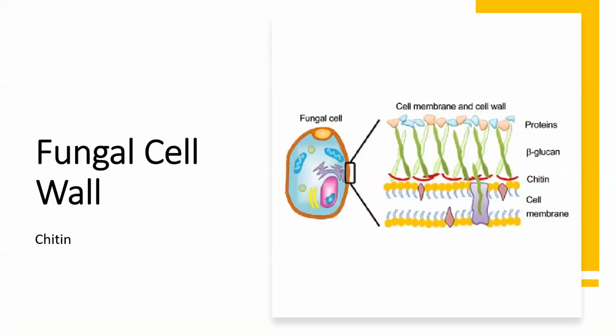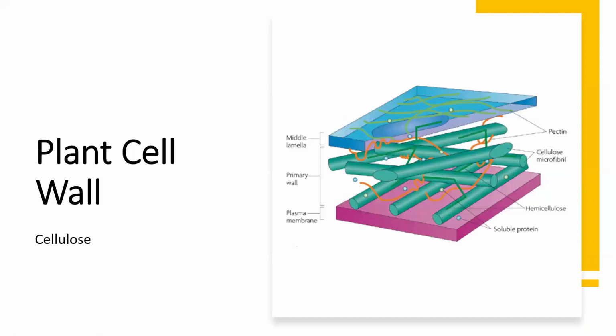And so here we have the fungal cell wall. We're just going to go quickly through some of the different types of cell walls because there is a bit of diversity here. The fungal cell wall is primarily made up of chitin. We also have beta-glucan in here. When we go to our plant cell wall, this is the most abundant biopolymer on the planet. That is cellulose. They also have some hemicellulose in there.